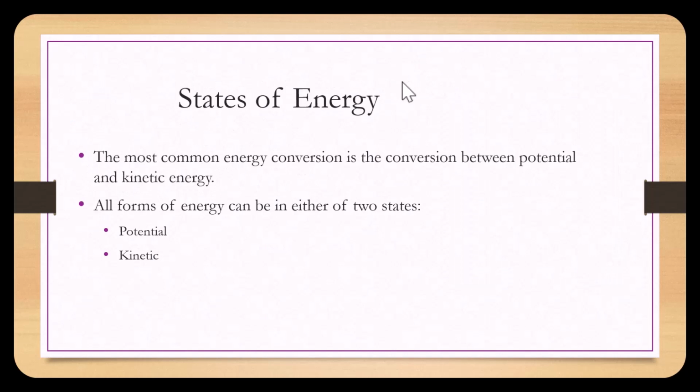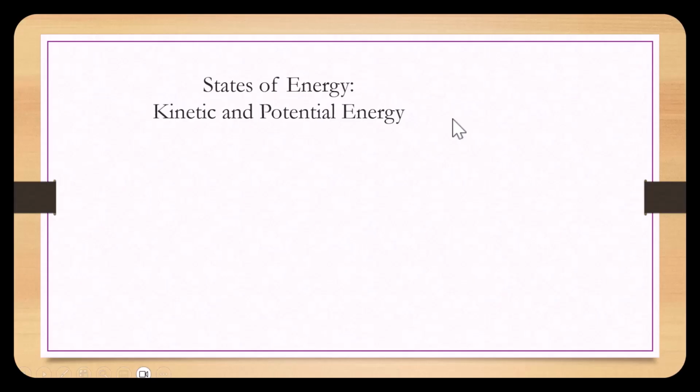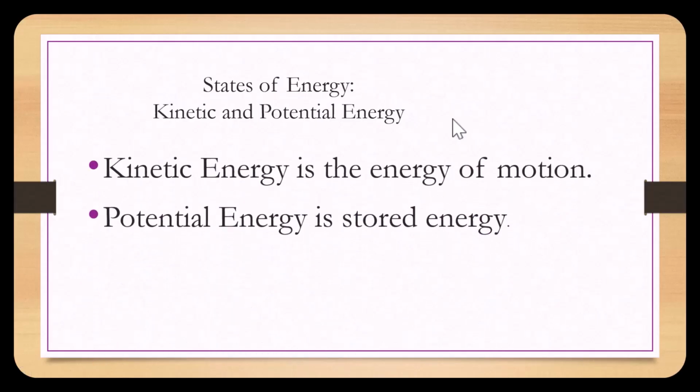An energy state is energy with specific conditions that is often described relatively. Relatively meaning compared to something else, usually described as energy that is higher or lower. The most common energy conversion is the conversion between potential and kinetic energy. All forms of energy can be in either of two states, potential or kinetic. Kinetic energy is the energy of motion. Potential energy is stored energy.